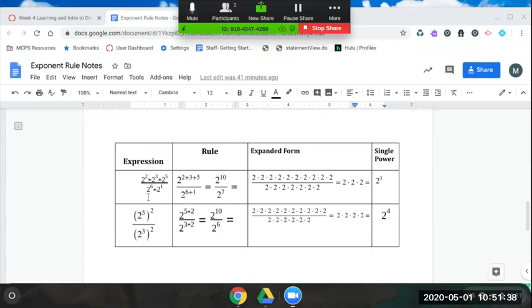We look at the denominator, they have the same base. So we keep the base and we add the exponents. 6 plus 1 is 7. So we have 2 to the 10th divided by 2 to the 7.